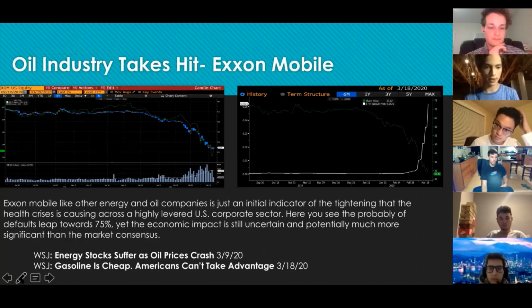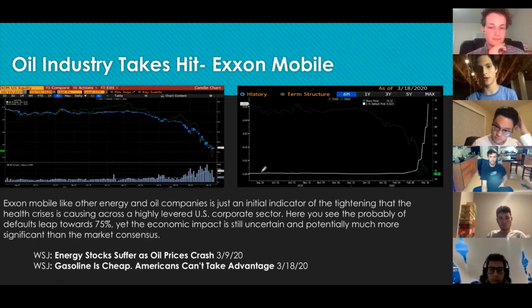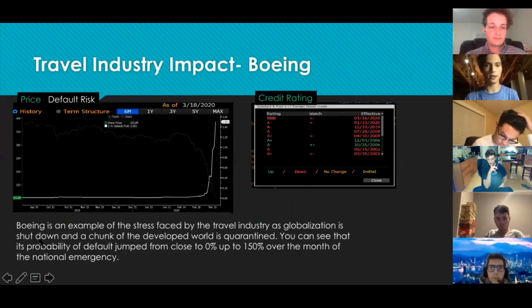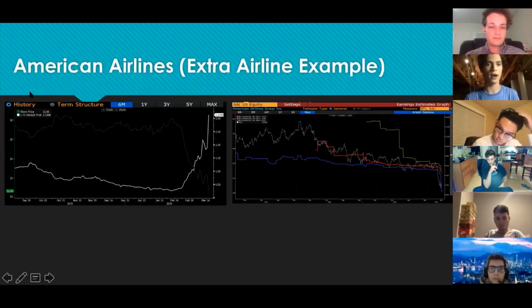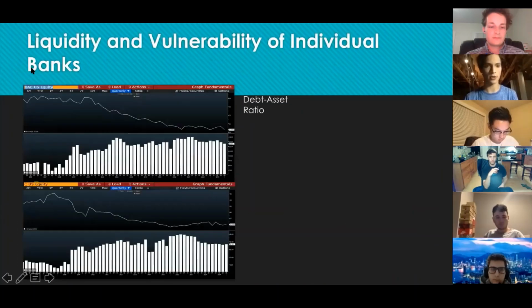Here you can see a specific example of ExxonMobil in the oil industry. Again, you can look at this on your own, but really quick, here you can see how the probability of default shot straight up, and the price of Exxon crashed. And this is just an analysis of the airline industry, which was hit too because of travel bans and travel restrictions. And again, you can go through all this on your own.